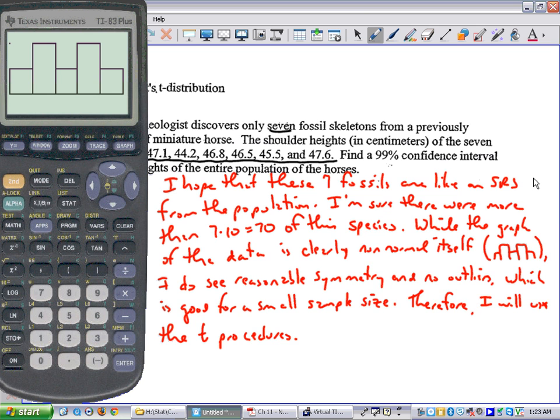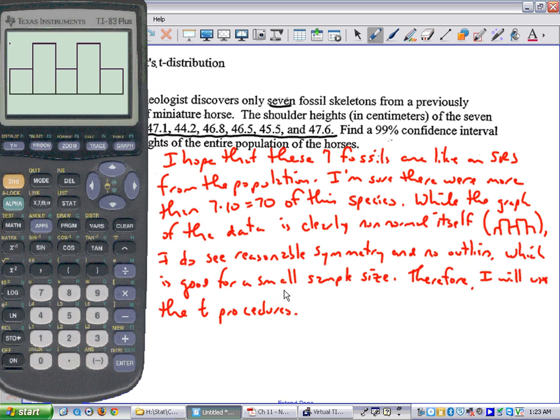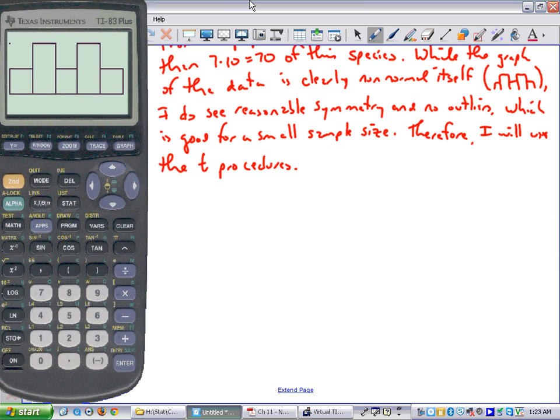So now let's do a little bit of work. I know the formula is x bar plus or minus the t star critical value times s over the square root of n. x bar we knew was 46.143. I'll come back to the t star. s was 1.190 and n was 7. Now to find the t star critical value, I'm going to look on my green chart.